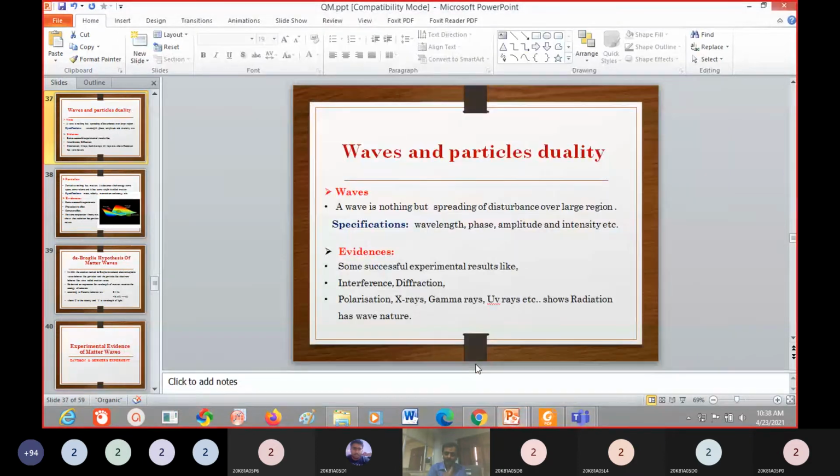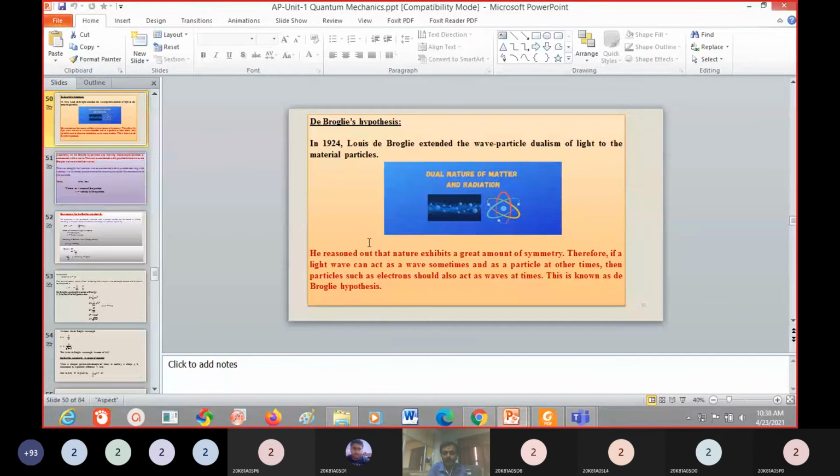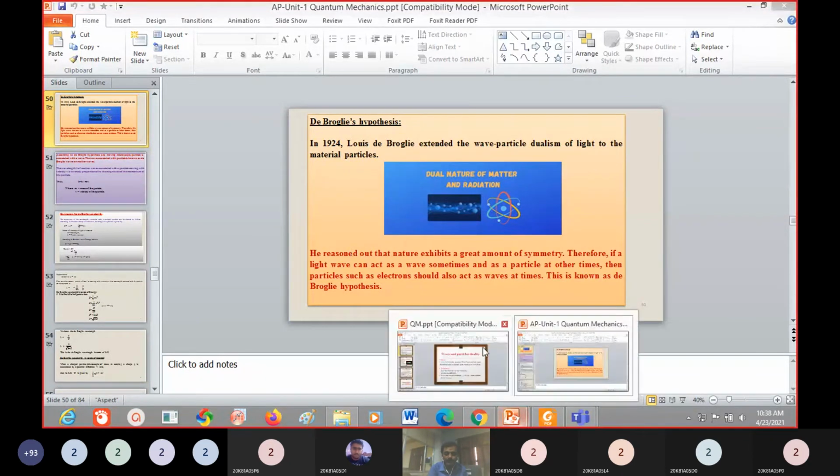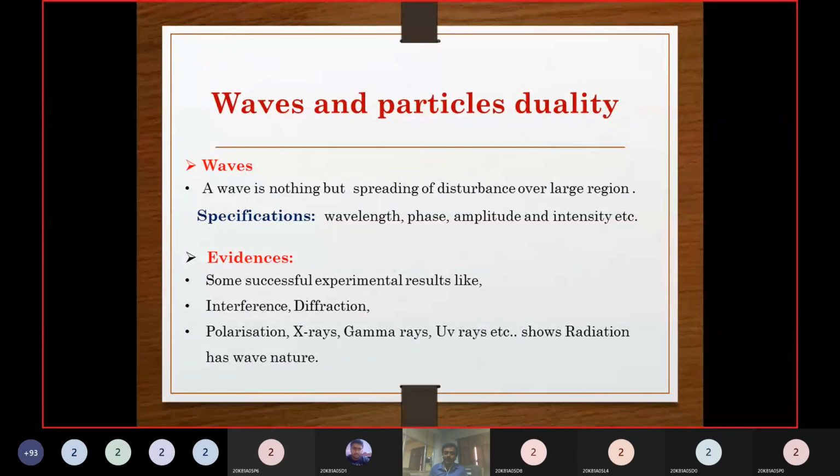Now we will go to the next one: de Broglie wavelength, the de Broglie hypothesis. Before going to the de Broglie hypothesis, we are first discussing what is a wave and what is a particle. Already we have some idea about what is a wave and what is a particle.